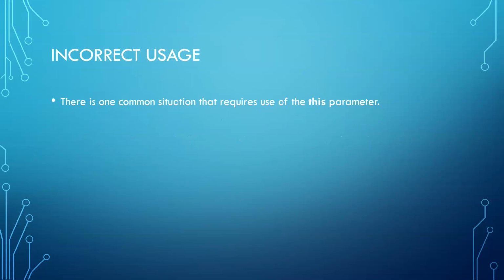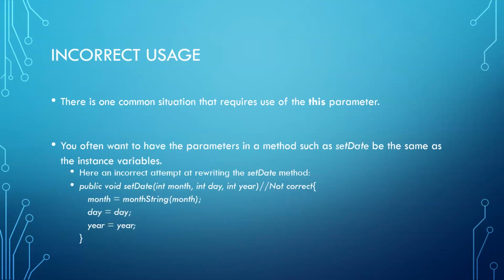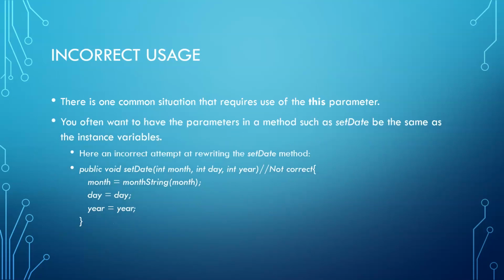Now, there's one common situation that requires the usage of the this parameter. You often want to have the parameters in a method such as setDate be the same as the instance variables. So here's an incorrect attempt at rewriting the setDate method. All right, remember, this is wrong. Public void setDate int month, int day, int year, month equals month string month, day equals day, year equals year. All right, remember, this is the wrong way to do it. The idea is, hey, I don't want to have it called newMonth, newDay, newYear.